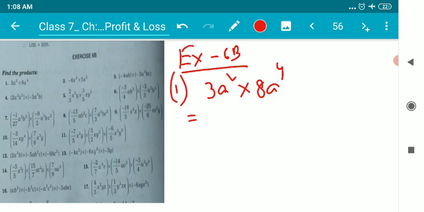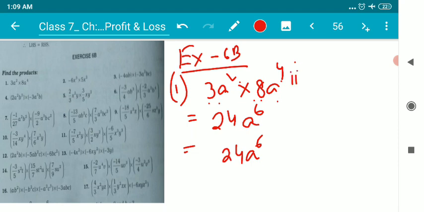So here 3 into 8, both are numericals, so 3 eights are 24. I'll write 24, and a square into a to the power 4. By the laws of exponents, when we multiply the same variables having the same base but different powers, the base remains the same but the powers get added. So here both are a, the base will be a, and the power will be 4 plus 2, 6, as it will be added. So the final answer is 24a to the power 6. This is the answer of the first question.